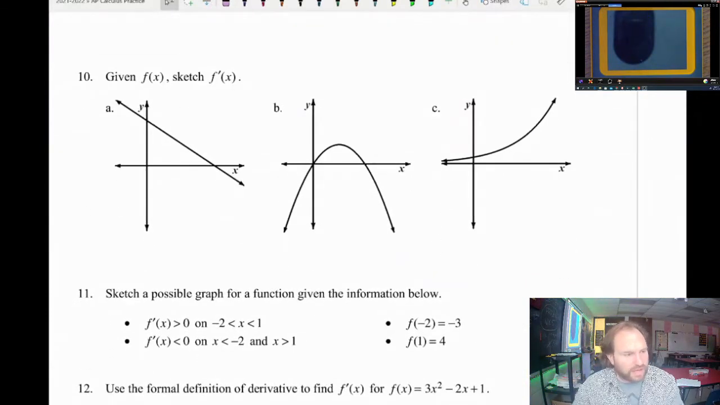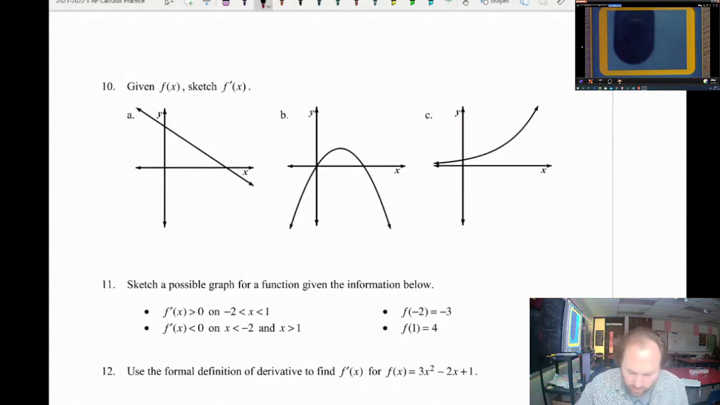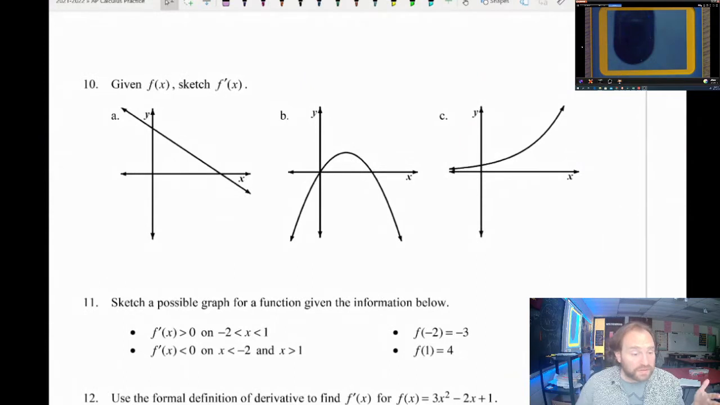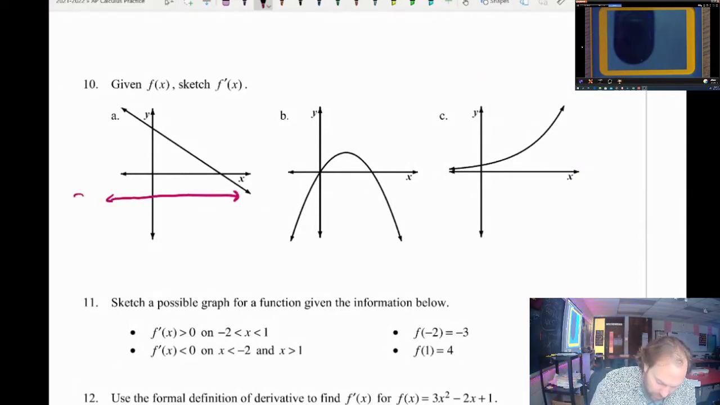Given f of x, sketch f prime of x. Okay, so we got to think about slopes for a minute here. So in question A, the slope of this line, always negative, constant rate. We don't really have any numbers to go by here, so any negative horizontal line will do just fine. Something like that. That would be f prime of x.